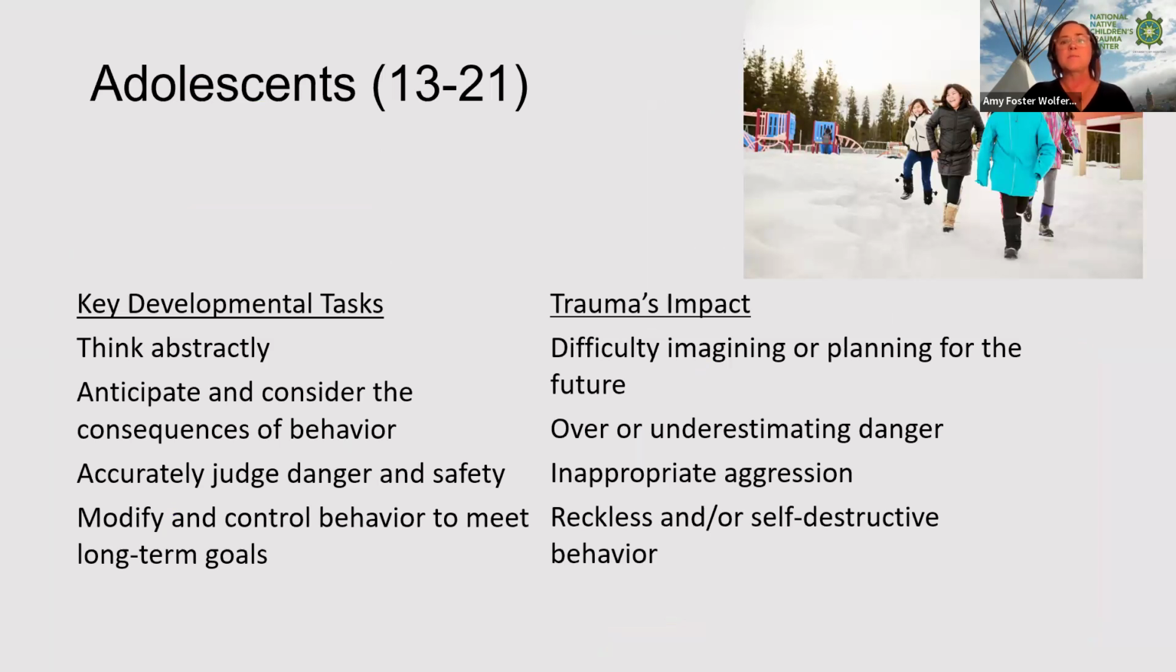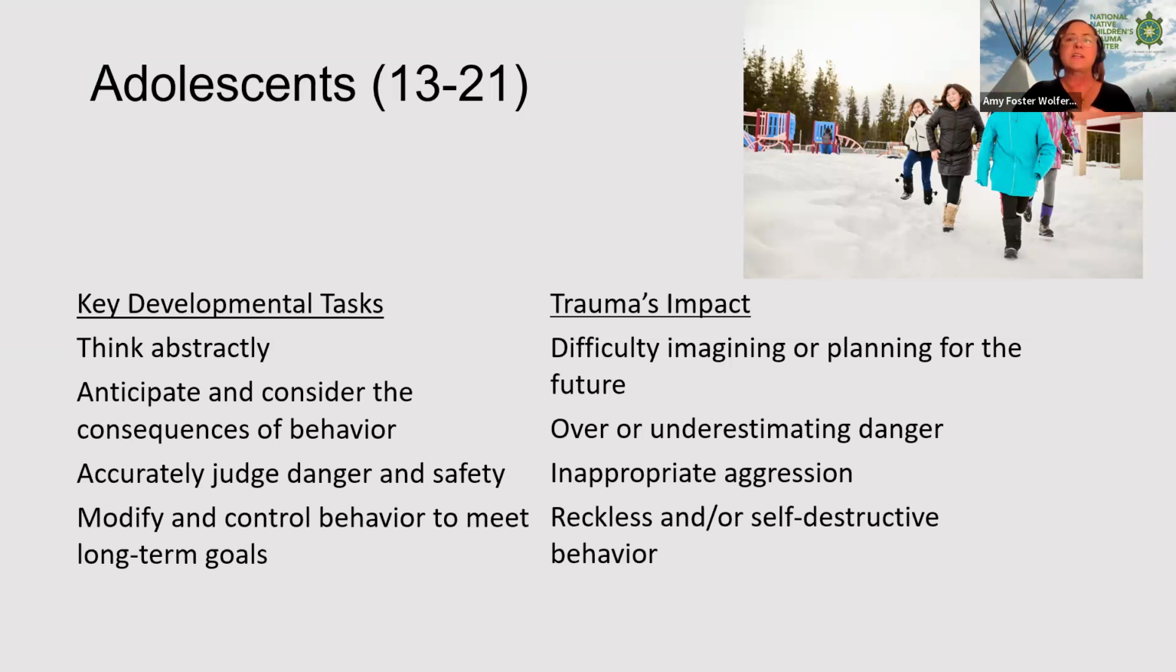Because STAR focuses on middle and high school aged youth, we're just going to take a moment to look at how trauma impacts some specific adolescent developmental tasks. So during adolescence, the brain is continuing to build connections and pathways that allow our young people to think more abstractly and to be able to imagine their futures and consider consequences of their behavior. So they can also more realistically assess situations and judge what's dangerous and what's safe. And they can make decisions to actually change their current behaviors in order to meet longer term goals.